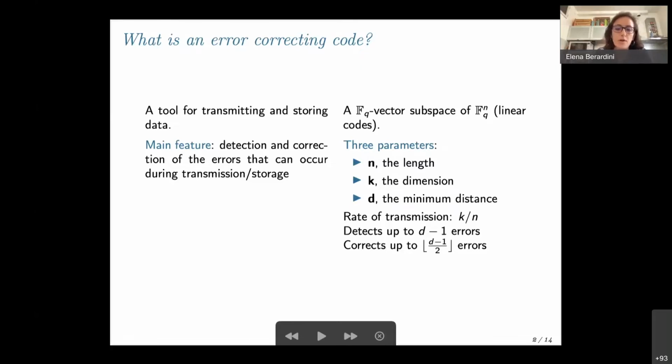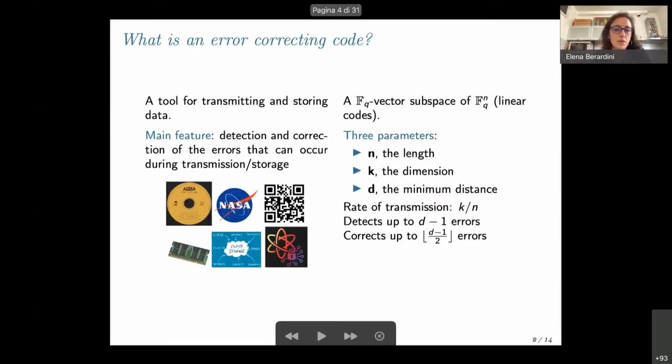And those codes turn out to be useful in several applications. For instance, they were used in the 80s to construct the first compact disc. They were used in space communication by NASA. You can find them in QR codes. They are also used nowadays in the clouds and in post-quantum cryptography.